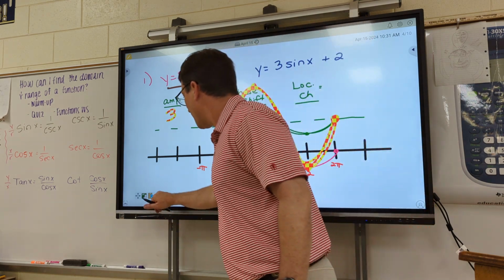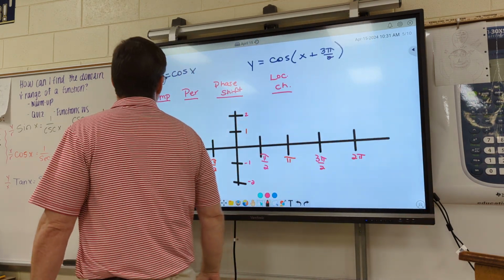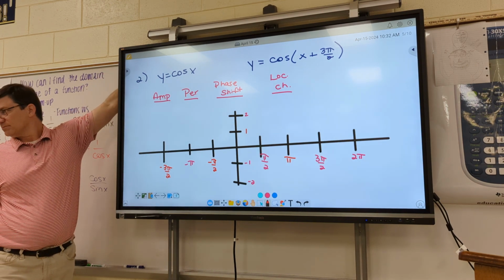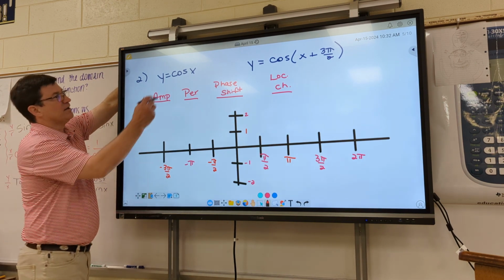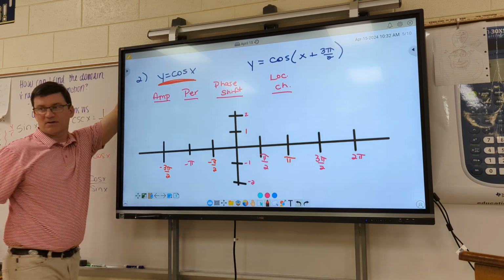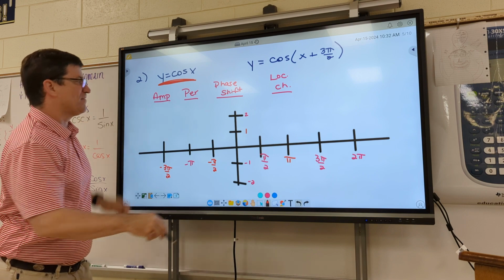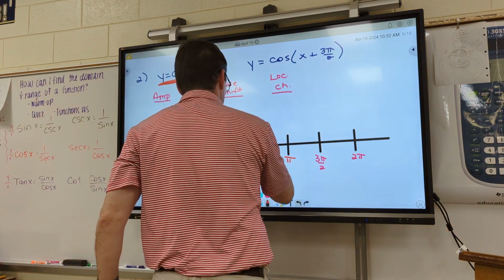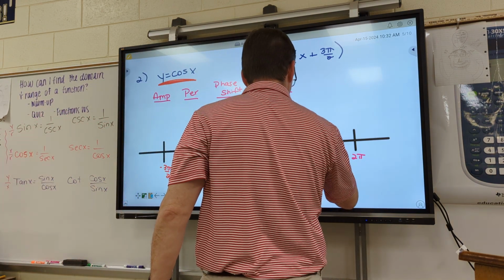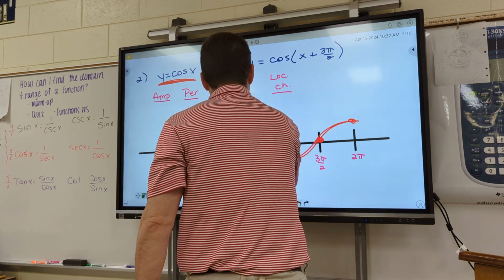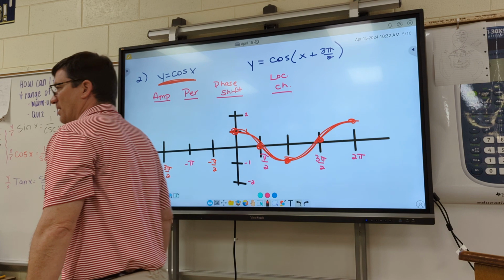Number 2. Do I have another one? There it is. All right, we have a new graph this time. All right, cosine x. So we had sine on number 1, now we got cosine, and you have to memorize this one. It looks like handlebars on a bicycle is what we said Friday. I'm going to draw it for you. Look at it and learn it. You've got to know what cosine looks like.